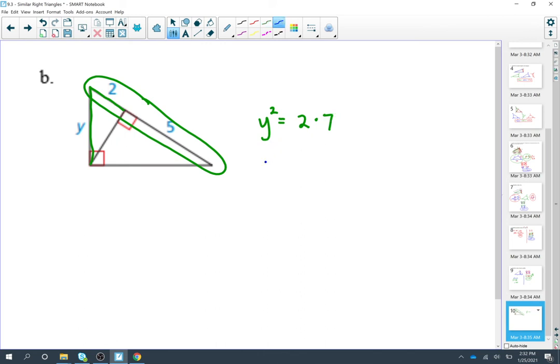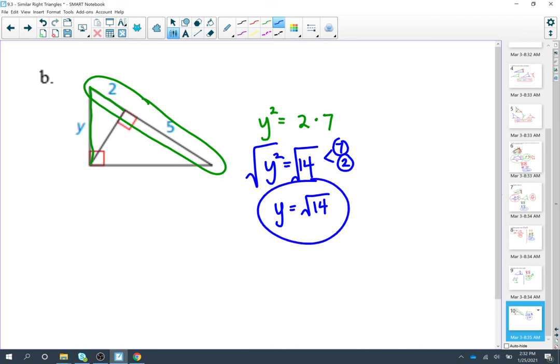Then we simplify. So y squared equals 14. Take the square root, so y equals, if we try to break this down, it won't break down. So we're going to leave it as the square root of 14.